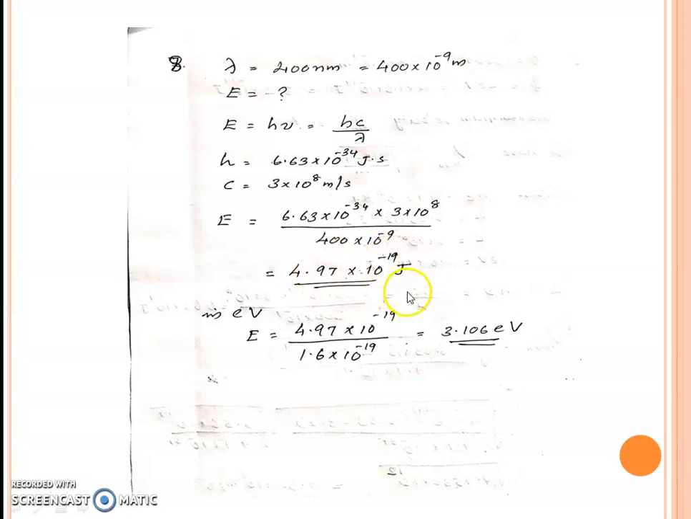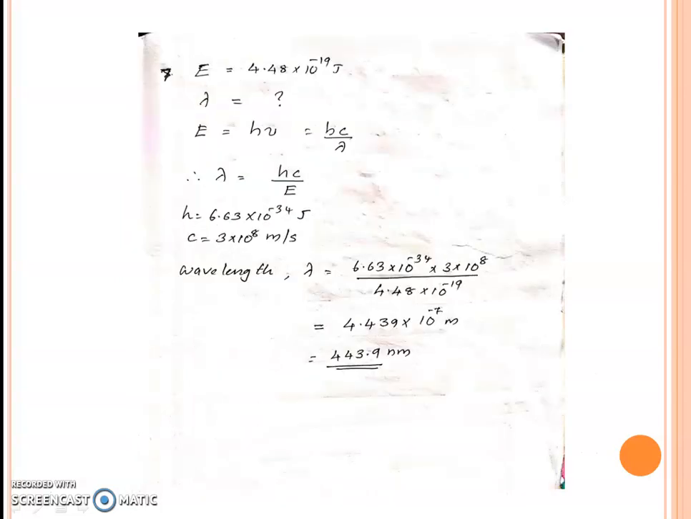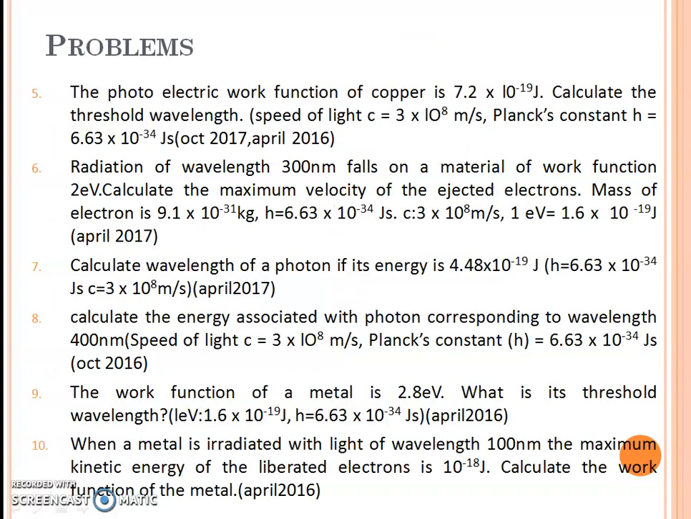You can stop here. If it is required to convert into electron volt, then you can divide the value by the electronic charge. That is, the charge of electron is 1.6 into 10 raised to minus 19. Then we will get the value of energy in electron volt unit. In electron volt, energy of photon is 3.106 electron volt. This is not required. If it is required, then you should convert it into electron volt. In the problem, it is not asked to convert. So, hope that it is clear.